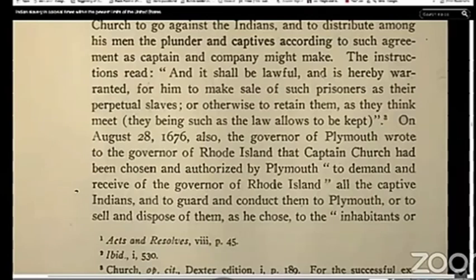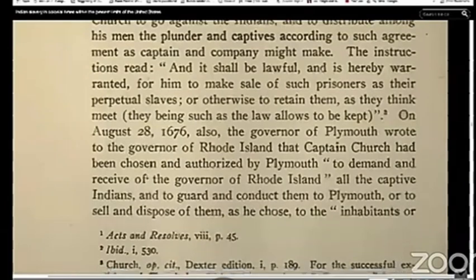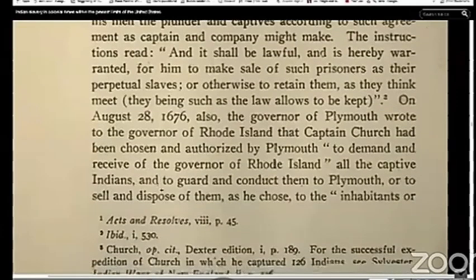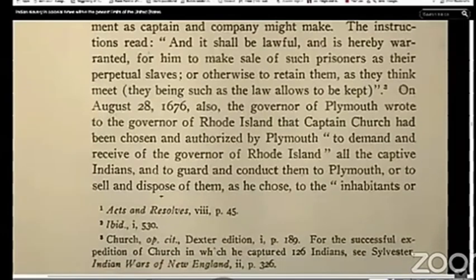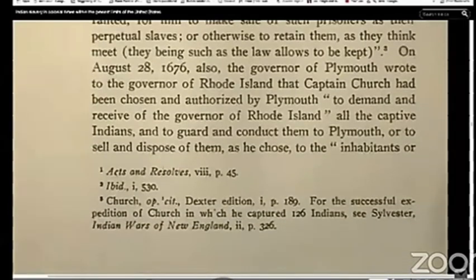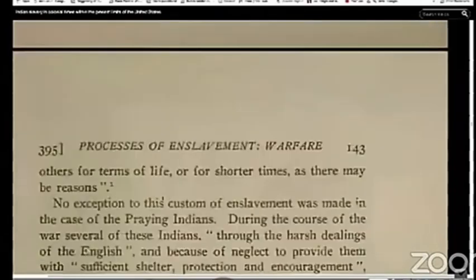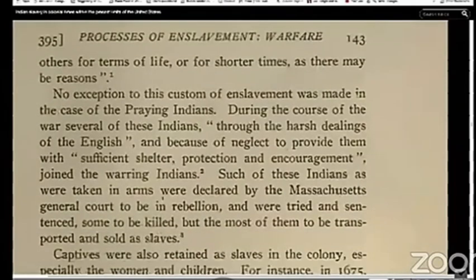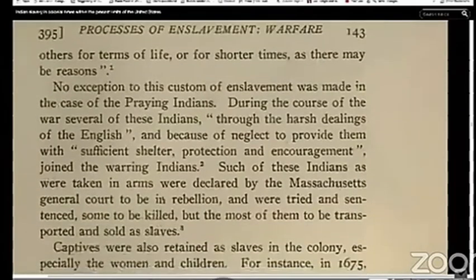All right? Number 6. Also, the governor of Plymouth wrote to the governor of Rhode Island that Captain Church had been chosen and authorized by Plymouth to demand and receive of the governor of Rhode Island all the captive Indians, and to guard and conduct them to Plymouth, or to sell and dispose of them as he chose, to the inhabitants or others for terms of life, or for shorter terms, as there may be reasons. No exception to this custom of enslavement was made in the case of the praying Indians.